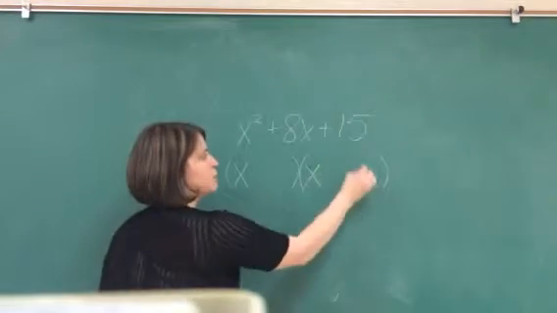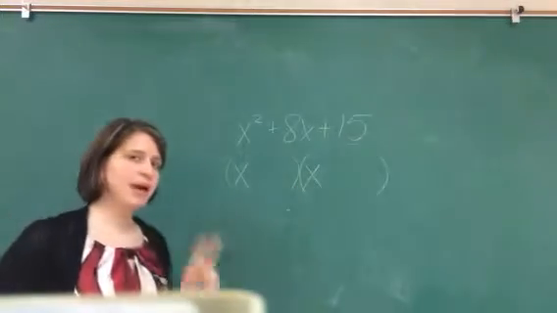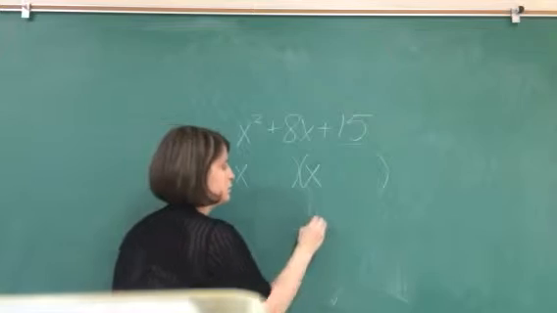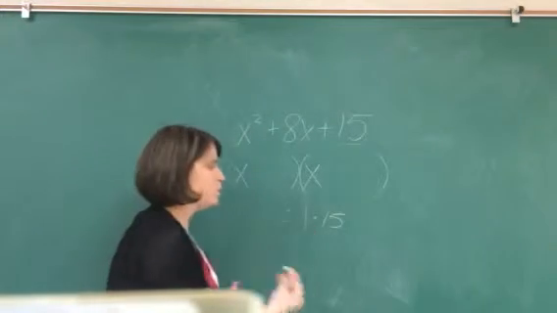Our last two terms multiply together to give us our last term. So I need two numbers that multiply together to get me 15. Well, that could be 1 and 15.